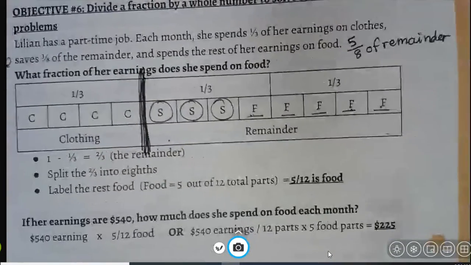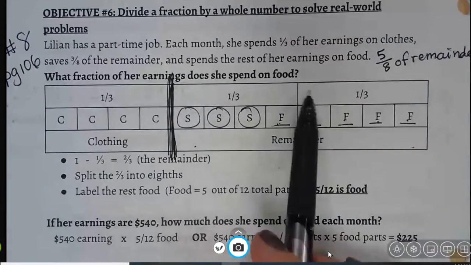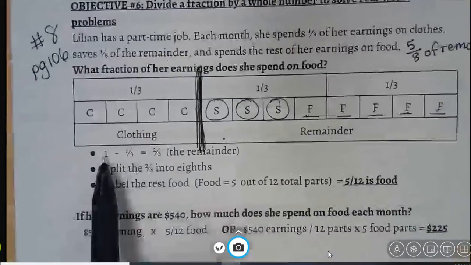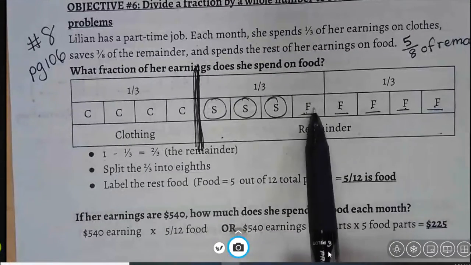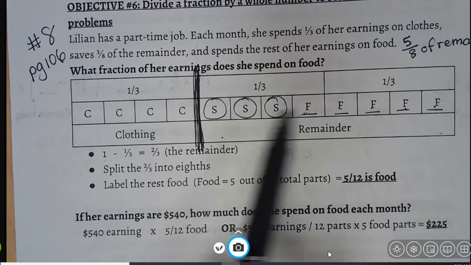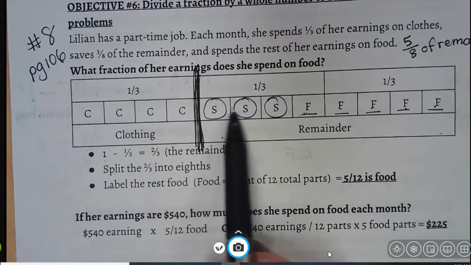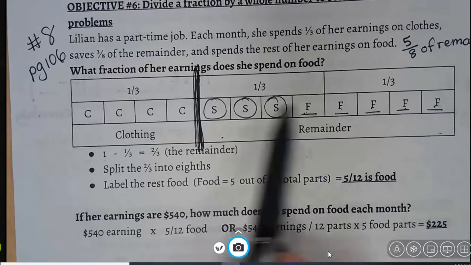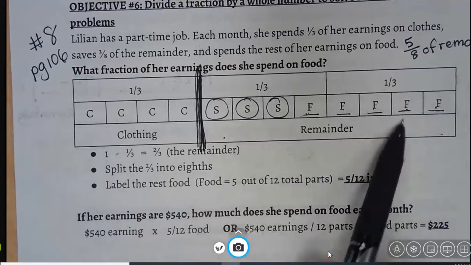What fraction of her earnings does she spend on food? So you could do this either with the picture and say it's 5/8 here, but you can see that it's 12 total parts, so it would be 5/12. That's how you would have solved this problem in the past with a bar model.